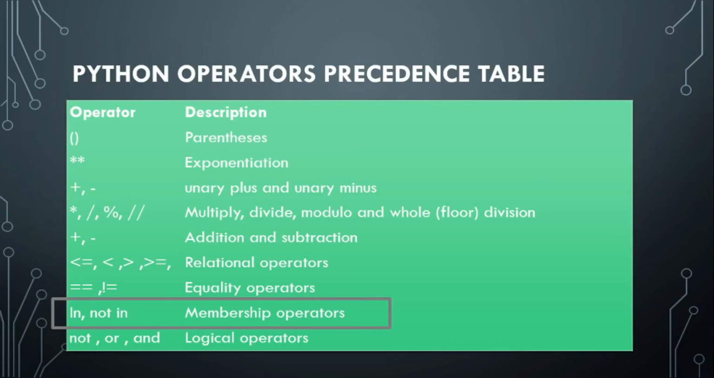Okay, so this is to show you kung nasaan yung membership operator with regards to the precedence table of Python operators. And then as you can see, yung membership operators is nandun sa isa sa pinaka lowest precedence, nandun siya sa next to the lowest. Okay? So yun yung membership operator in Python programming language.